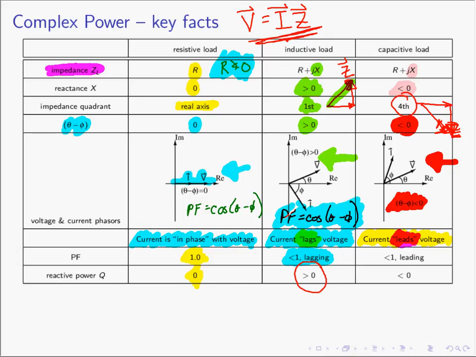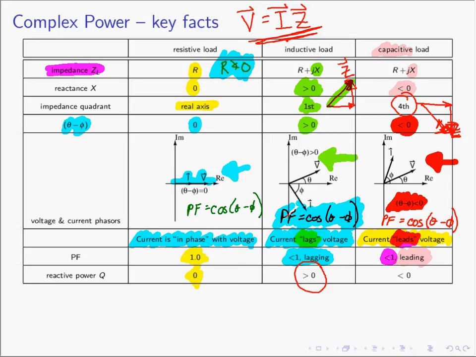Again, power factor is the cosine of theta minus phi. Cosine is an even function, and we don't want to lose the information that theta minus phi is negative. So when we compute the power factor of a capacitive load, the power factor is going to be a number less than 1, but we say that it is a leading power factor to represent the fact that it's a capacitive load.